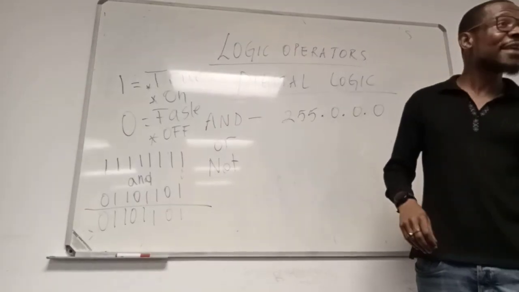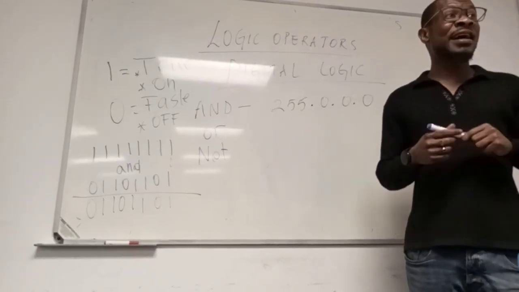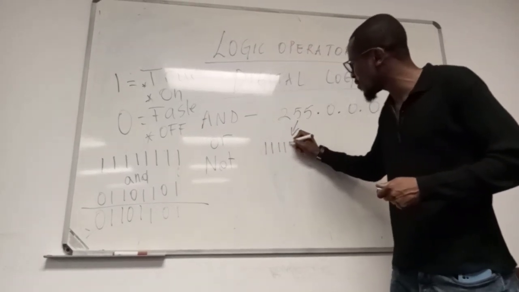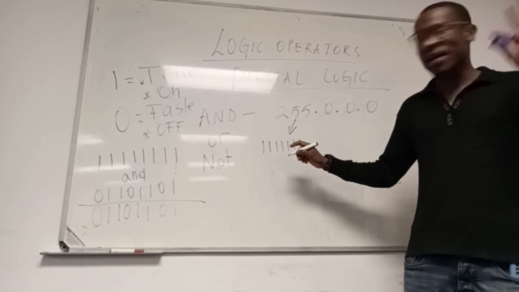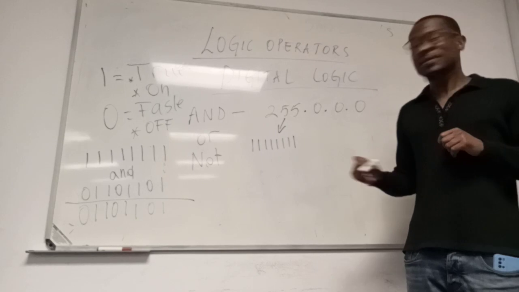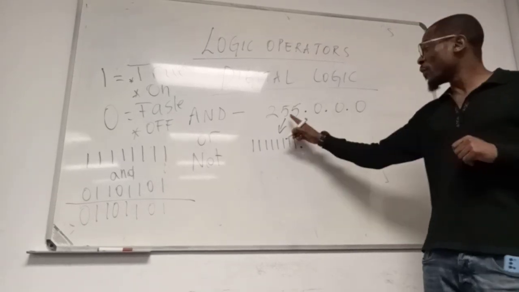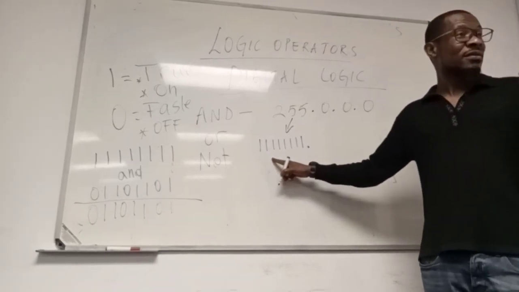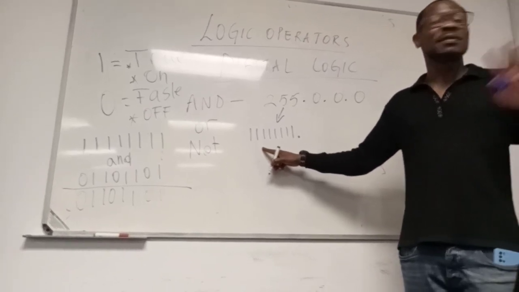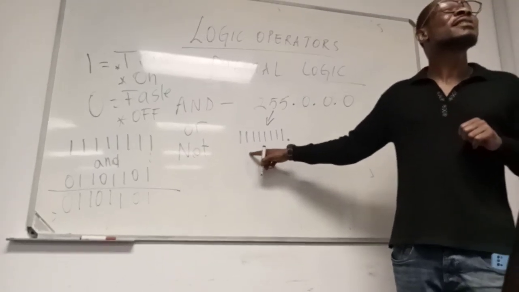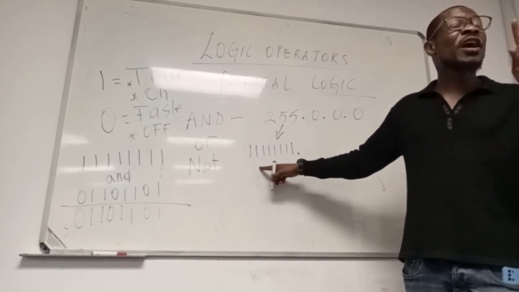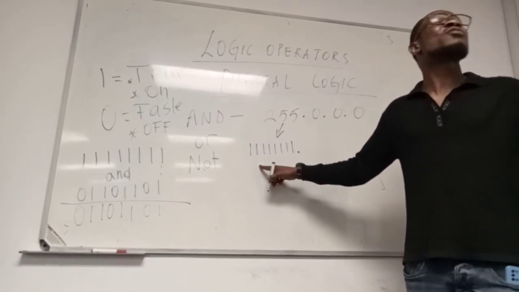255.0.0, right? Now you're going to convert it to binary, right? This 255 is 8 ones: 1 1 1 1 1 1 1 1, 1 2 3 4 5 6 7 8, right? That's why we call them network bits. Network bits are always ones. Wherever you see 255, it means 8 ones.